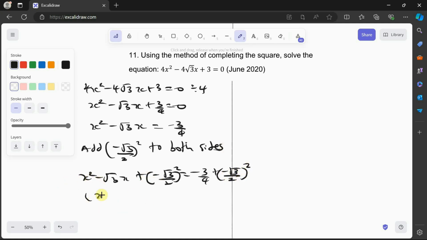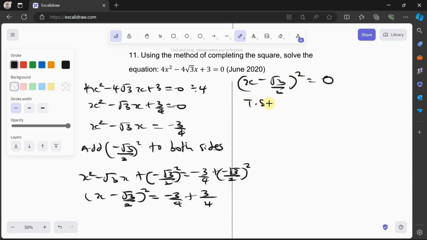So that will be x minus root 3 over 2 all squared is equal to minus 3 over 4 plus minus root 3 times minus root 3, that will give me 3, all over 2 times 2 will give me 4. Minus 3 over 4 plus 3 over 4 will give me 0. So I'm left with x minus root 3 over 2 all squared is equal to 0.